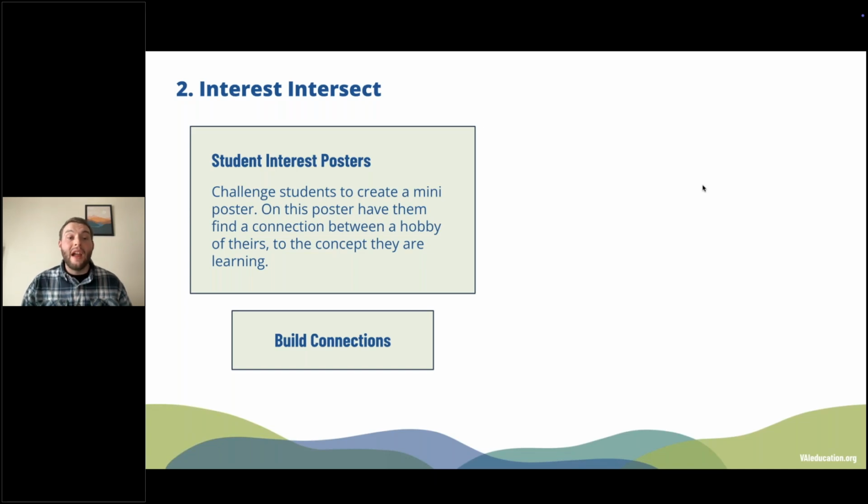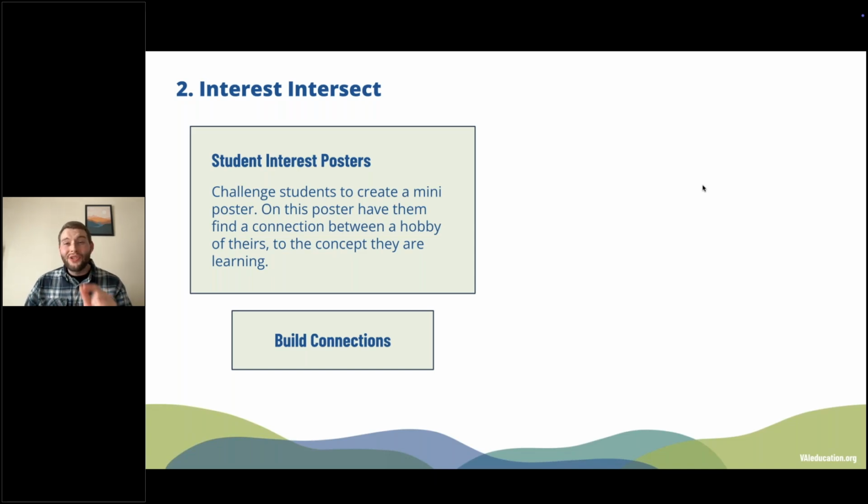On this poster, have them try to find a connection between their hobby and the concept that they are learning. This not only helps them build that connection in their brain, like, "Oh, I like soccer. Oh, hey, we're learning about forces in science class. How can I blend those two together? Oh, every time I kick the ball, there's some sort of force exchange there." So that not only builds the connection in their brain with the real world concept, but also at the end of the day, I had all these papers of all of my students' interests.